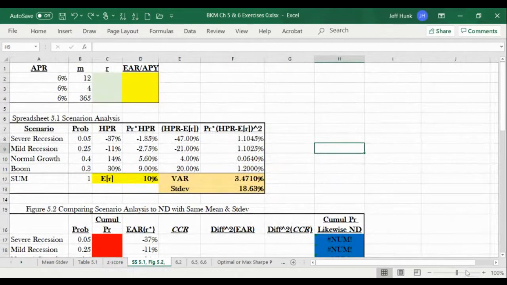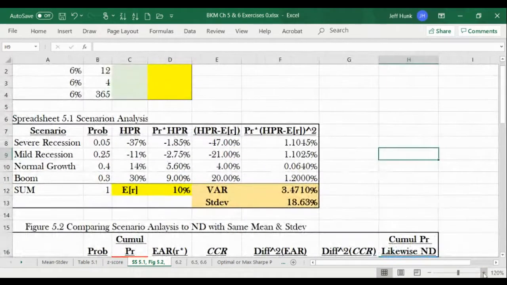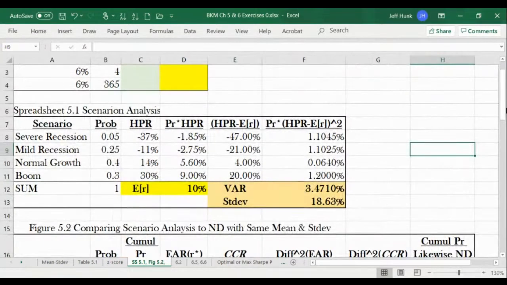This was the scenario analysis, right? And 4 scenarios: severe recession, mild recession, normal growth, and economic boom. With probabilities of 5%, 25%, 40%, and 30%.